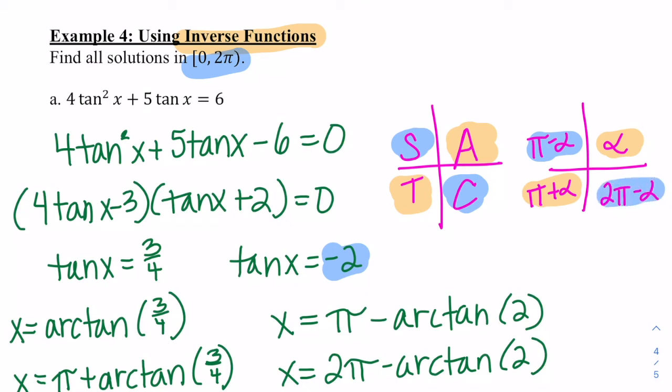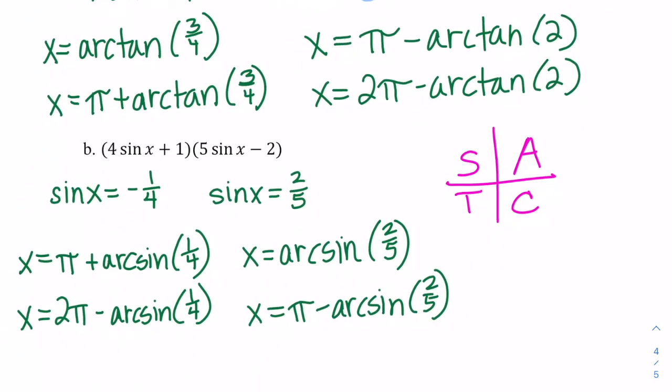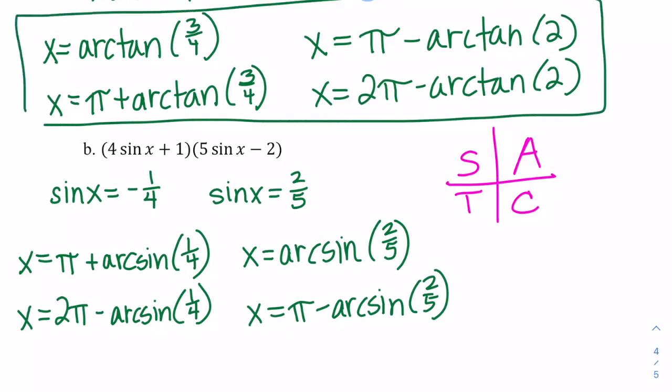And you will remember from the even and odd identities that tangent is odd. So arctangent of -2 is the same as negative arctangent of 2. Okay, let's look at the next one. And let me just box these answers because there are 4 solutions there.